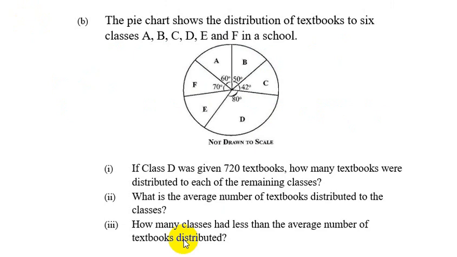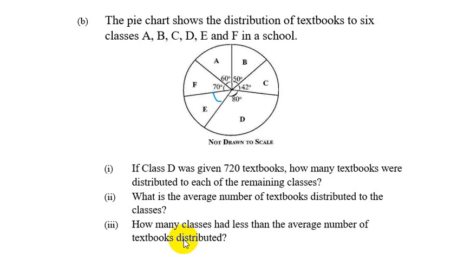Now, the B part, we have a pie chart question. Now, we know that A is 60, B is 50, C is 42, D is 80, and F is 70. But we don't know this side. We don't know the E. So we have to find the E first, even before we start the question, because we might use it somewhere.